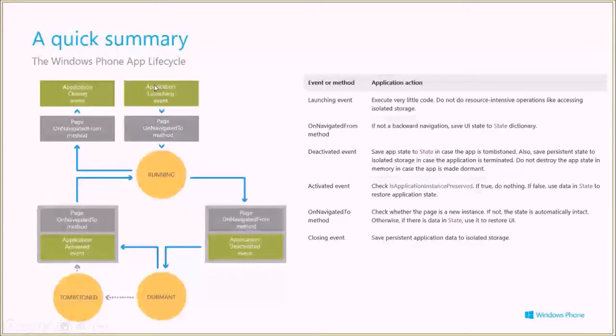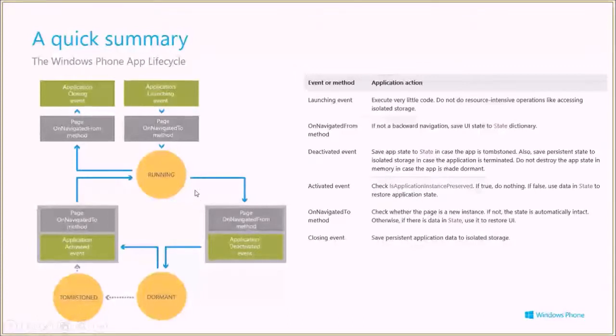So the code will be executed. The application launching event will be executed. There is the OnNavigatedTo method also. Whatever you add in the OnNavigatedTo method will be executed as well. So that's application specific, or global per app, and this is per page. What if you're running and then you're closing the application? That means the OnNavigatedFrom method will be executed, which means, if not a backward navigation, you might need to save some stuff here, or the application closing event will be triggered as well.